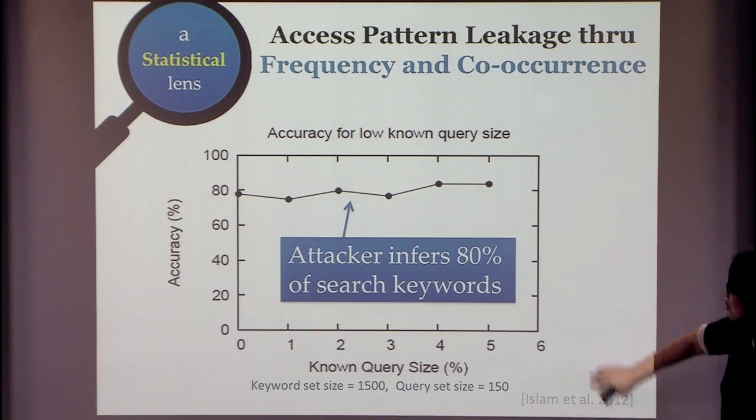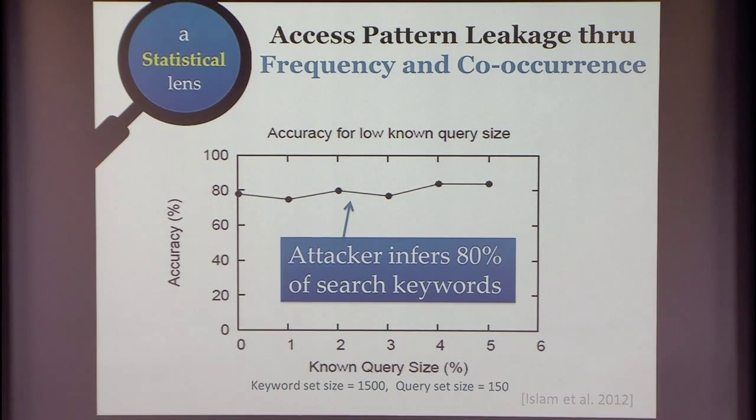In fact, a group of researchers from UT Dallas performed an attack on the Enron email data set. Suppose this data is stored on the server in encrypted format, and there's a client making queries to the data. Both the queries and the data are encrypted, and all the server observes is the access patterns. They show that just by observing the access patterns, you can infer up to 80% of the search queries. And this attack leverages background information on the natural language corpus.